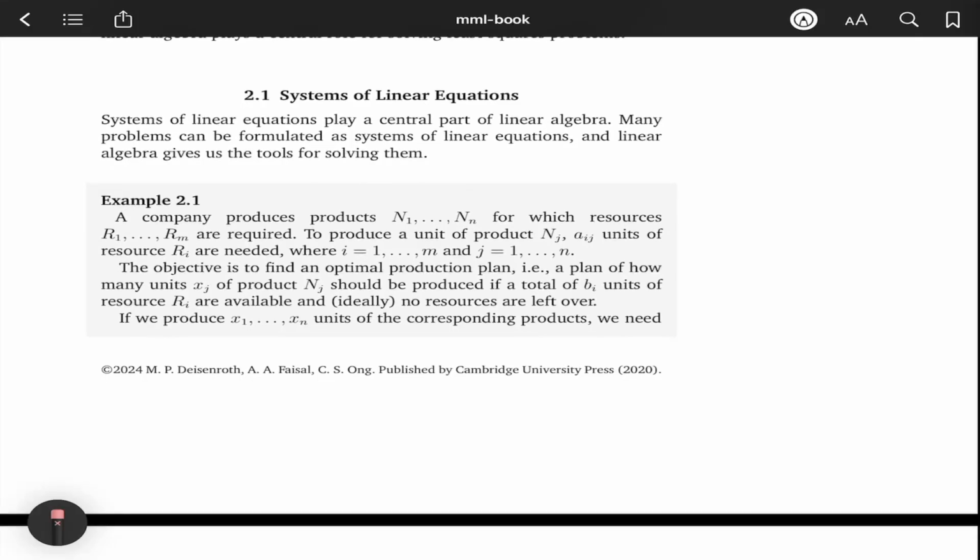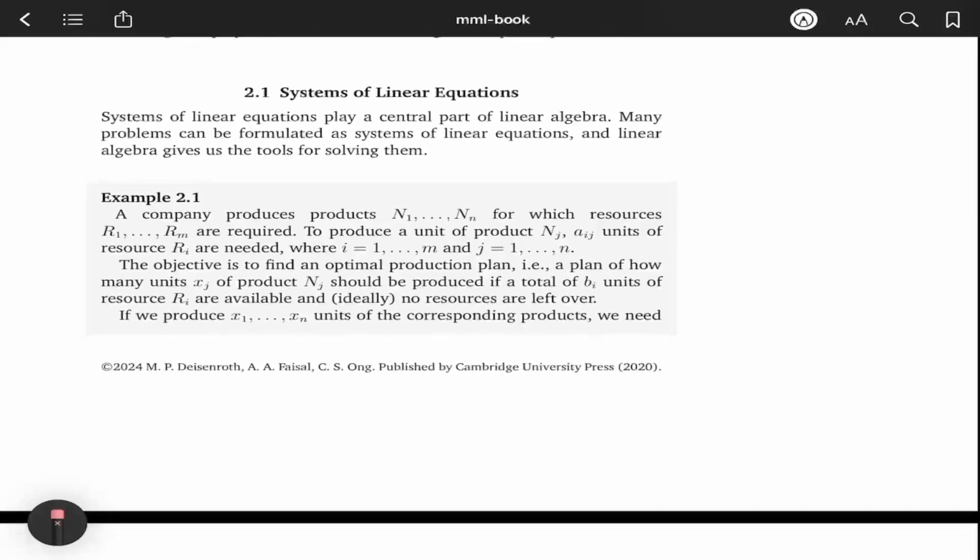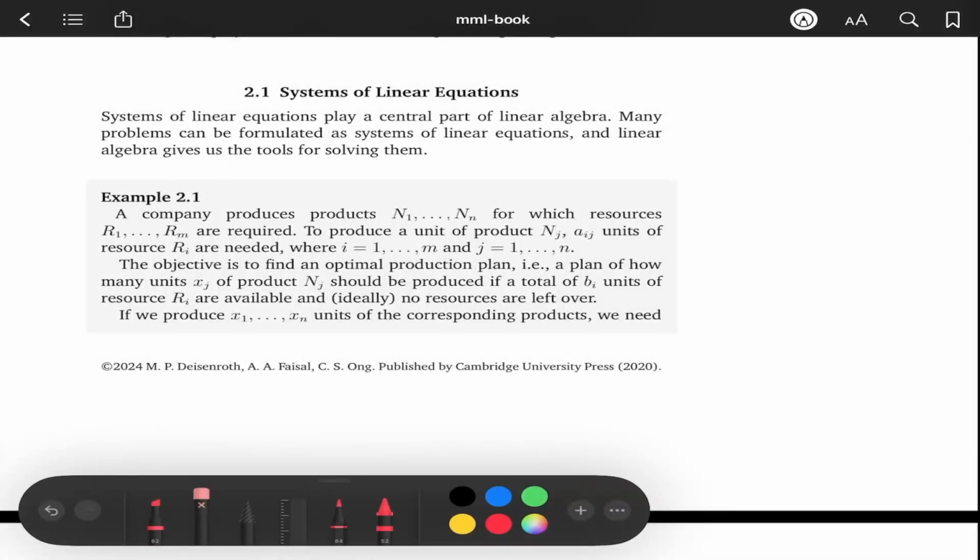All right, so now we are done with our introduction, and in the next video we will start with systems of linear equations.